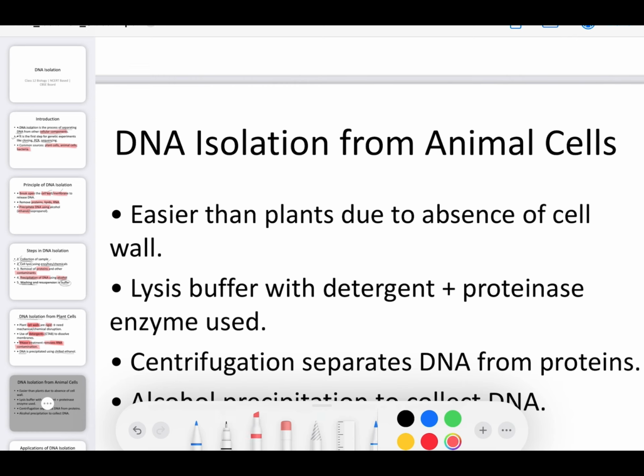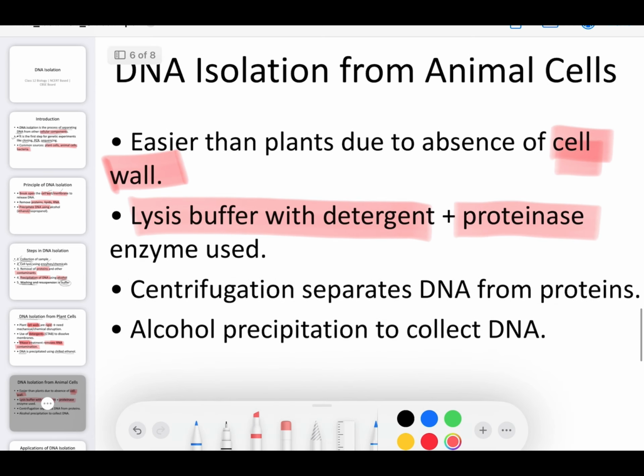Okay, in animal cells the isolation of the DNA is much easier than in a plant cell, because they do not have the cell wall, right? Animal cells do not have the cell wall. So that is why we will just use the lysis buffer with detergent and then protease enzyme, in order to remove all the proteins that are the contaminants during the DNA isolation. So that is why we will use the protease enzyme and then the detergent.